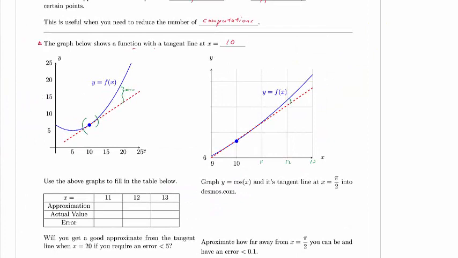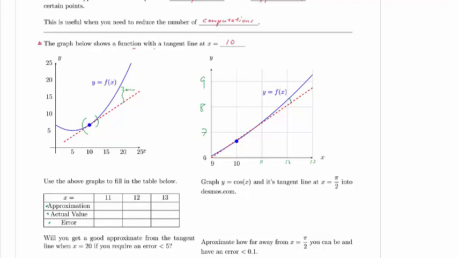All right, so we're going to use the above graphs to fill in the table below. So we're going to find the approximate value based off the tangent line, and then look at the graph and try and get an actual value, and we're going to calculate the error. Okay. And before we do that, let's go ahead and fill in the y values here, 7, 8, and 9.